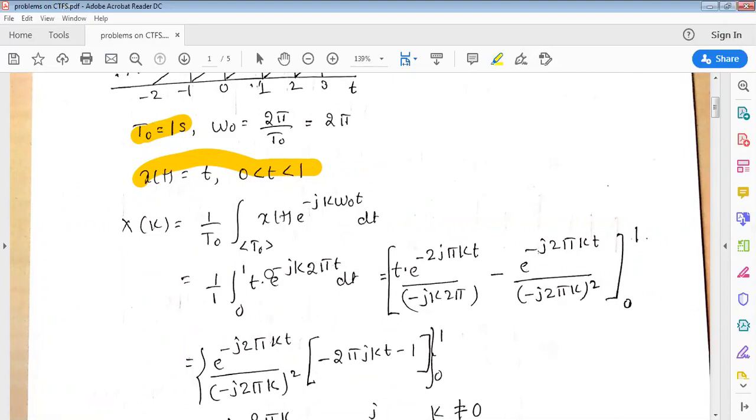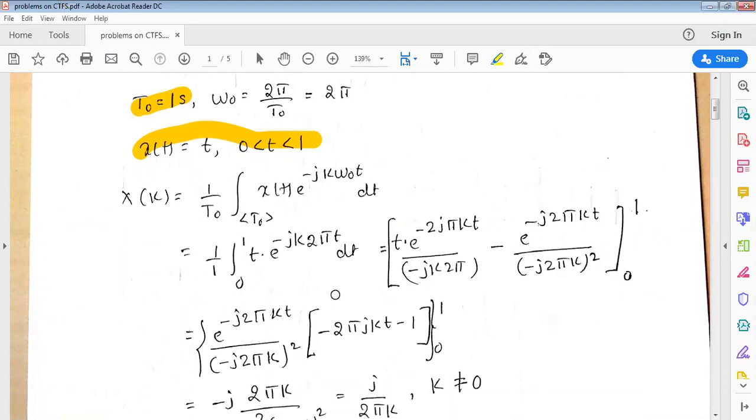So this is integration by parts. How do we do it? First function t into integral of second, e power minus jk 2 pi t divided by minus jk 2 pi, minus integral of the integral of this function, that is e power minus jk 2 pi t into minus j 2 pi k whole square. I have not made minus into minus plus, I retained it as it is, whole square, into derivative of t, that is 1, between the limits 0 to 1.